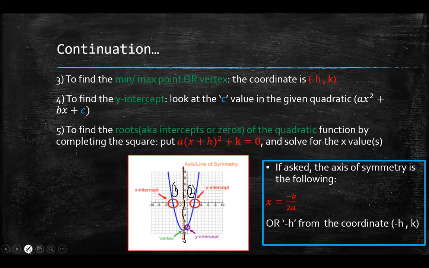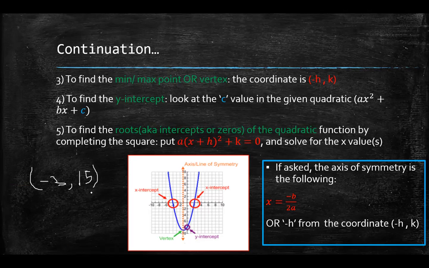If they ever ask you to find the axis of symmetry, the formula is x is equal to minus b on 2a. Or you just look at your coordinates and it's the minus h, whatever you had for minus h. So say my coordinate was minus 3, 15. They ask for my axis of symmetry, what it would be, x is equal to minus 3. Everybody understands that?